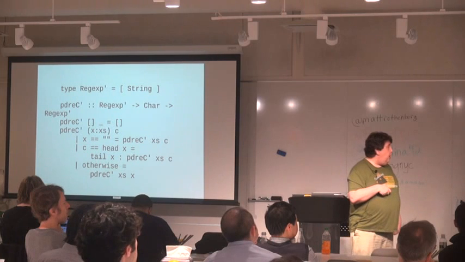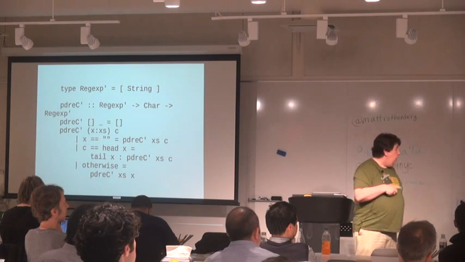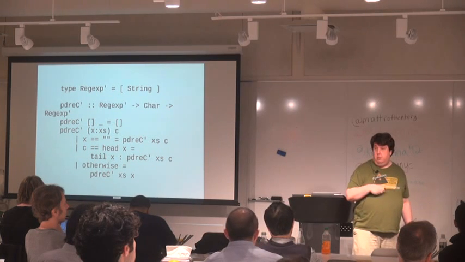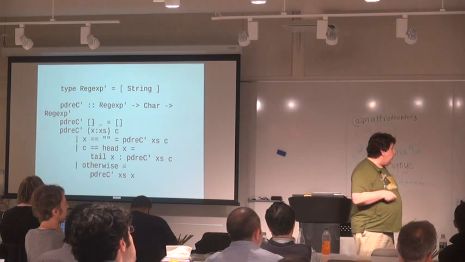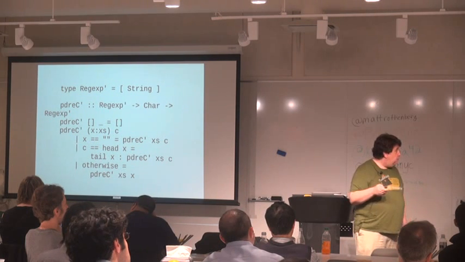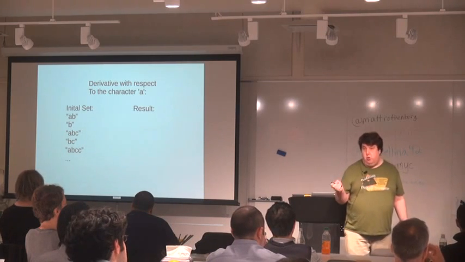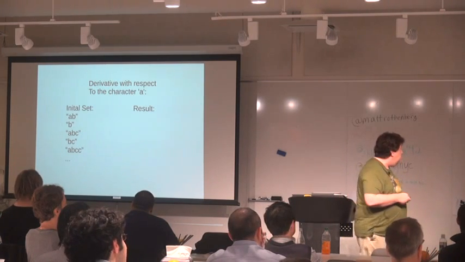If it does start with the letter X, we take everything except the first character and prepend it onto the rest of the list, working our way down the list. Otherwise, we just leave it off the resulting list. So let's work through an actual example of how this works by hand.